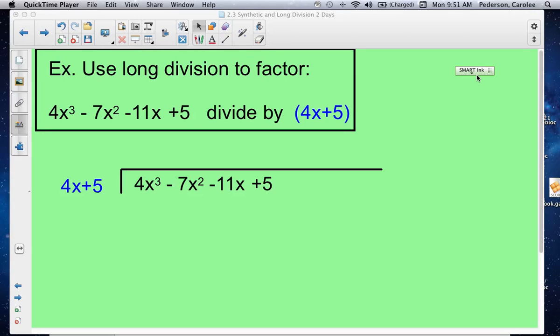This is 2.3, day 1, part 2. Here's a second example. Now this one, since we've just done one very similar to this one, you might want to just put your pencils down and watch. So we have another cubic function, and we want to divide it by 4x plus 5.